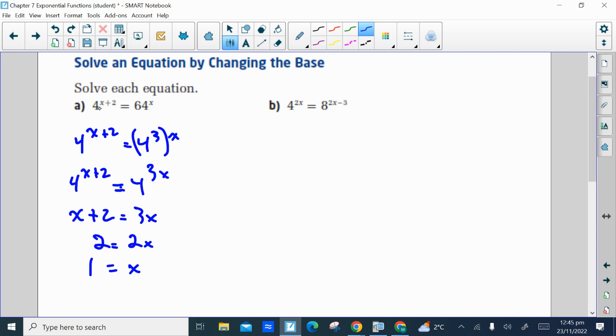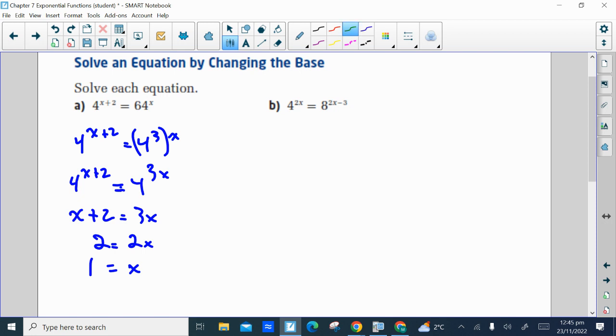And if we check that, when we let x equal 1, 1 plus 2 is 3, 4 cubed is 64. When x is 1, the right side is 64 to the 1, which is 64. So it checks. You should never get these wrong. You can always check them.